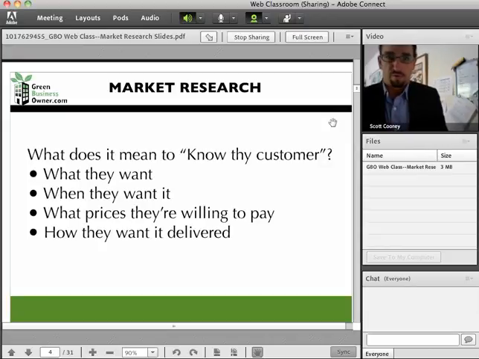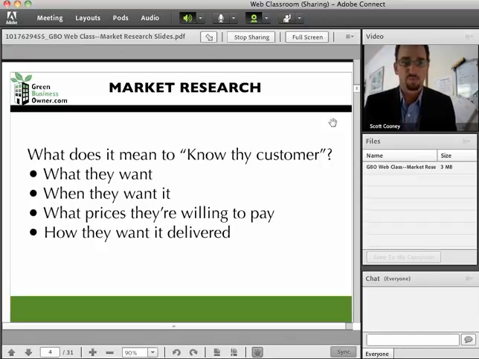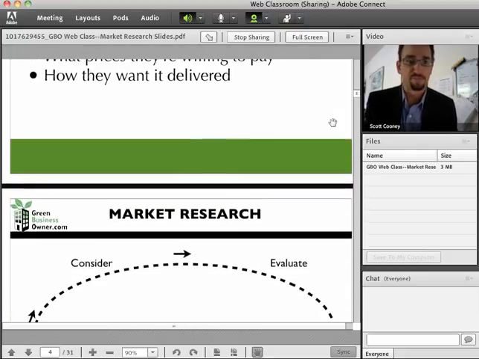So the main thing in market research, as I said before, what does it mean to know thy customer? It's what they want, when they want it, what prices they're willing to pay, and how they want it delivered. Those are the basic elements of it. There are a few other things, and as I said, this does inform your marketing strategy.